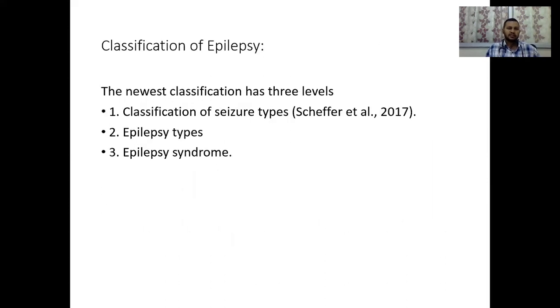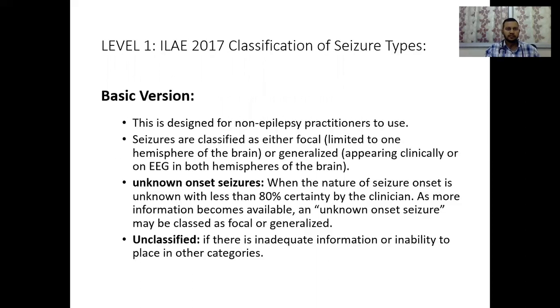Classification of epilepsy. The new classification has three levels: classification of seizure types, epilepsy types, and epilepsy syndrome. Level 1: International League Against Epilepsy 2017 classification of seizure types, basic version. This is designed for non-epilepsy practitioners to use. Seizures are classified as either focal, limited to one hemisphere of the brain, or generalized, appearing clinically or on EEG in both hemispheres of the brain.